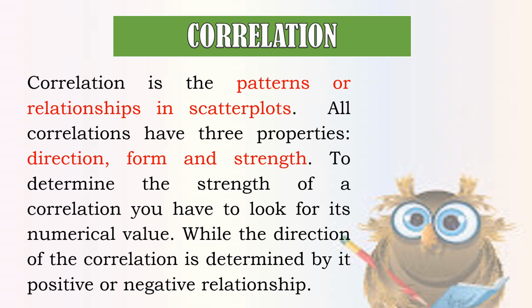Let's have here the definition of correlation. Correlation is the pattern or the relationship in scatter plots. All correlations have three properties. We call them correlation by direction, correlation by form, and correlation by strength. To determine the strength of a correlation, you have to look at its numerical value, while the direction of the correlation is determined by a positive or negative relationship.